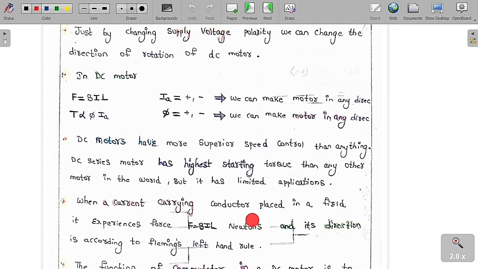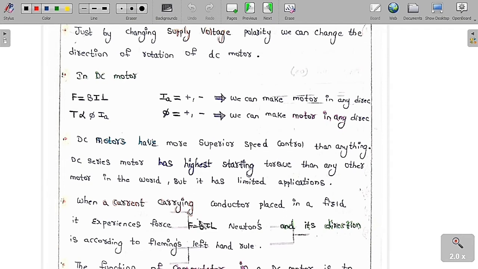So when a current carrying conductor is placed in a field, it experiences a force F = BIL newtons, and its direction is according to the Fleming left-hand rule. See, I have already told you this very important point. If you place a current carrying conductor in a magnetic field, it experiences a force F = BIL newtons, and its direction is according to the Fleming left-hand rule because it is a motor. Basically, it is a motor. Whenever you place a current carrying conductor in a magnetic field, it is going to act like a motor.